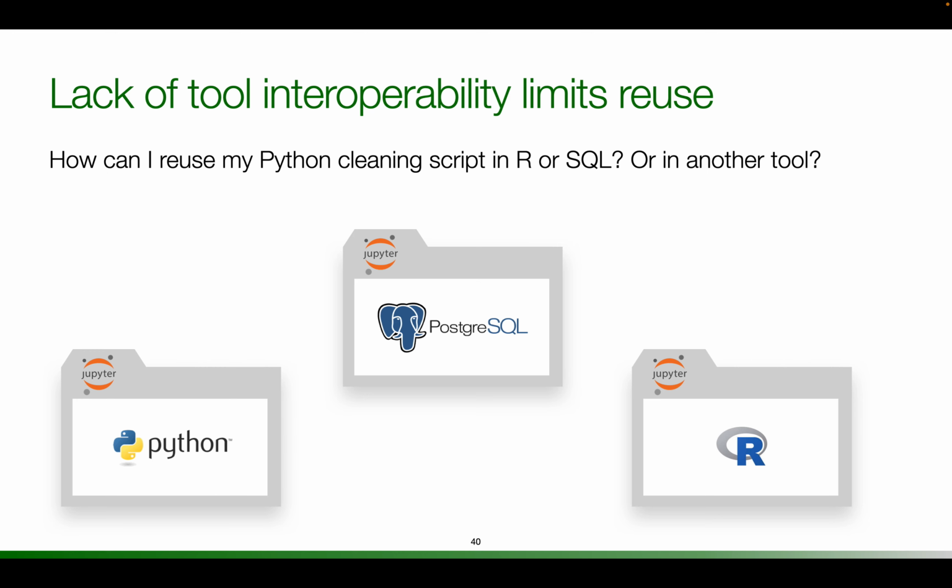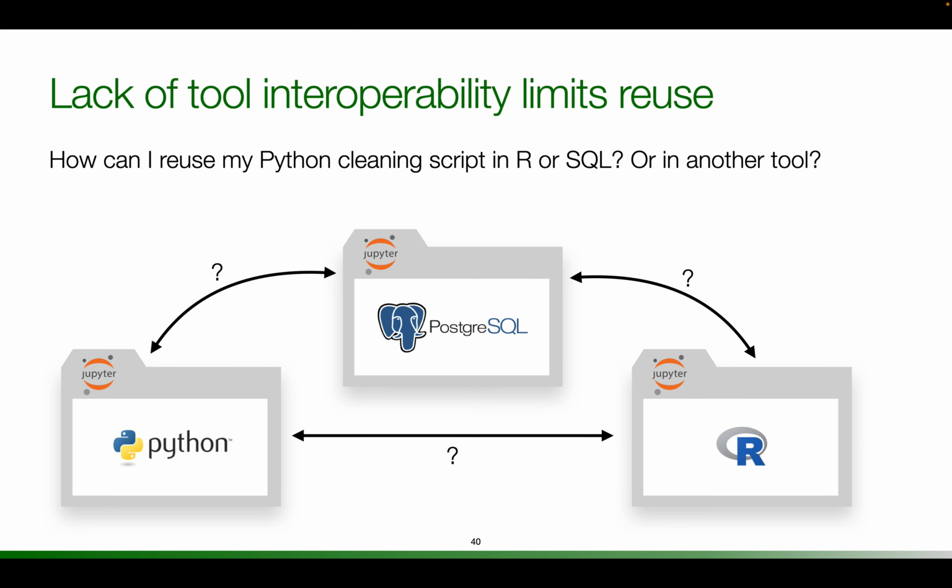Lastly, the lack of tool interoperability limits reuse. So for instance, if I have some of my code written in Python, my teammate has an analysis written in SQL, and someone else on our team has analysis written in R, how do I actually borrow parts of their code for my own analysis? And this leads to a fundamental tension when people are writing data science code in different languages and different environments, but I want to be able to reuse it.